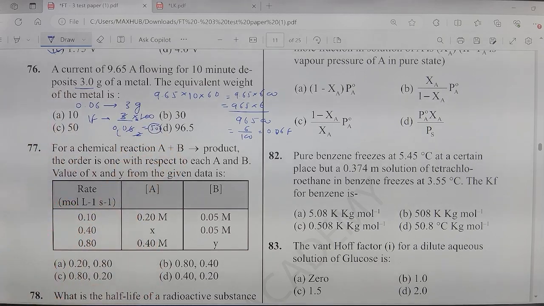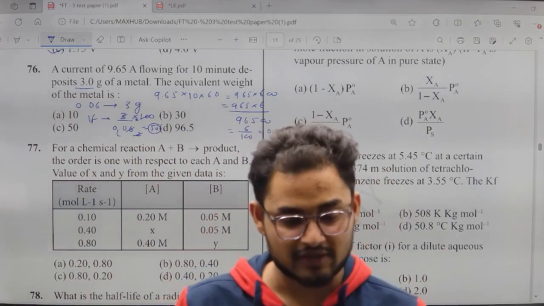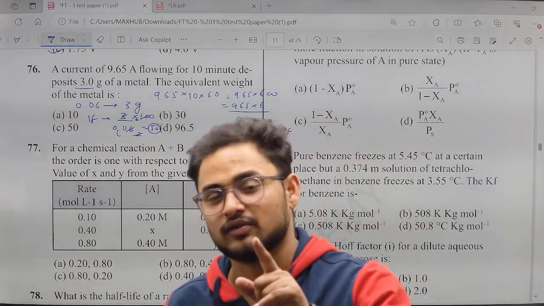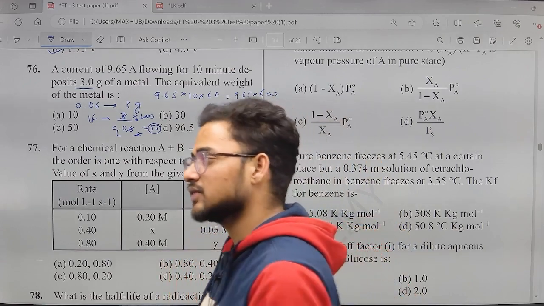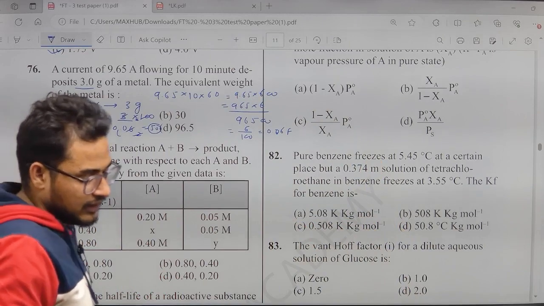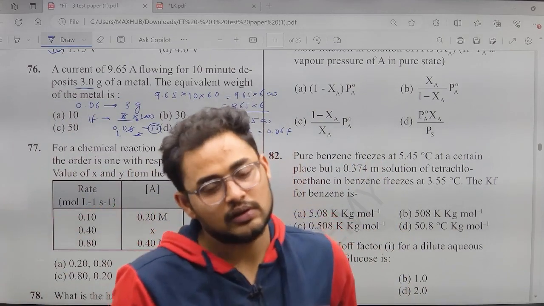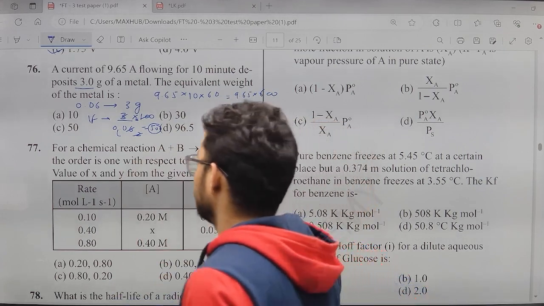What is equivalent weight? Equivalent weight is the weight that will be deposited by 1 Faraday of charge. It is in Faraday's laws that we discuss this thing. 1 Faraday charge will deposit a mass equal to the equivalent weight of any metal.